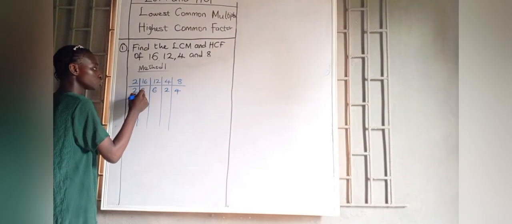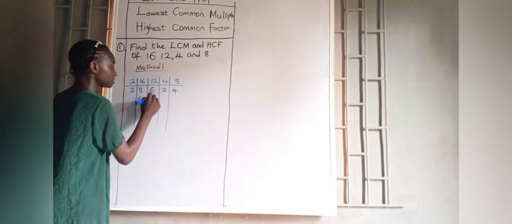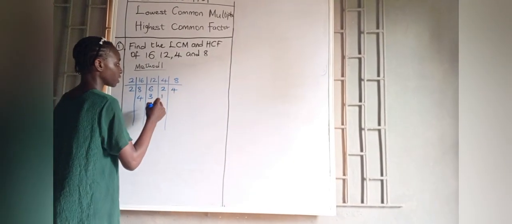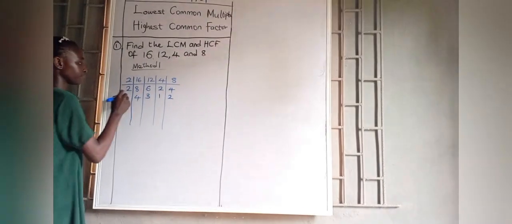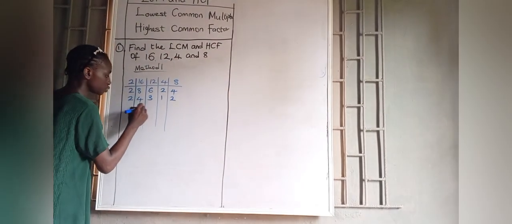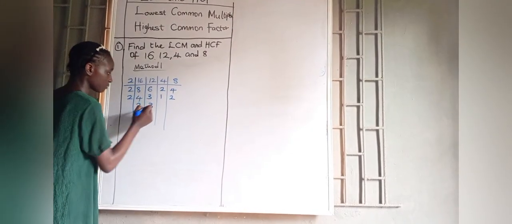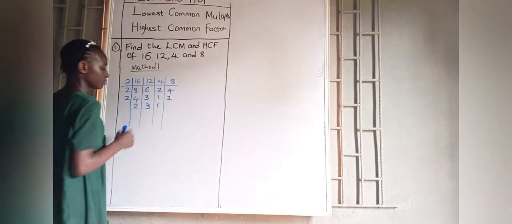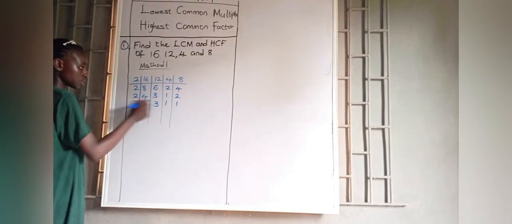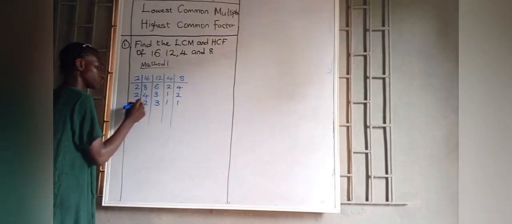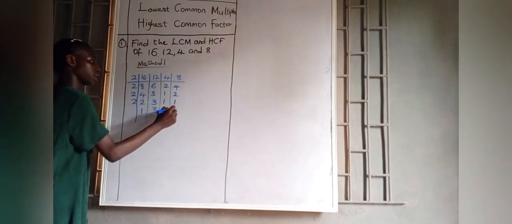2 can still go. 8 divided by 2, that is 4. 6 divided by 2, that is 3. 2 divided by 2, that is 1. 4 divided by 2, that is 2. I move further. 4 divided by 2, that is 2. 2 cannot go, 3 cannot be divided by 2, so 3 drops down. And also 1 drops down because it has been exhausted. 2 divided by 2, that is 1. 2 can still go because there is a property of 2 here. I use 2. 2 divided by 2, 1. 3 drops down. 1 drops down and 1 drops down.